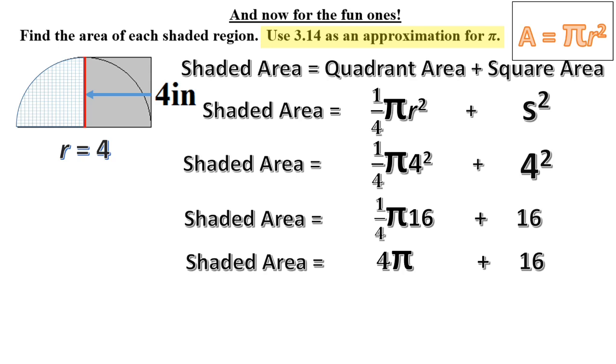And then I can't combine those two terms this time because they're not like terms. They're not both pi terms. One is a constant term, 16. The other one is a pi term.